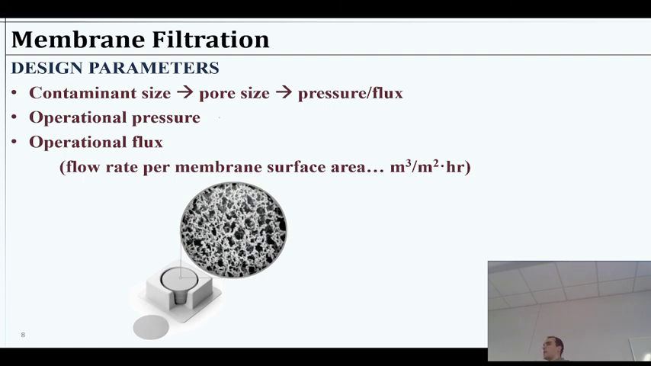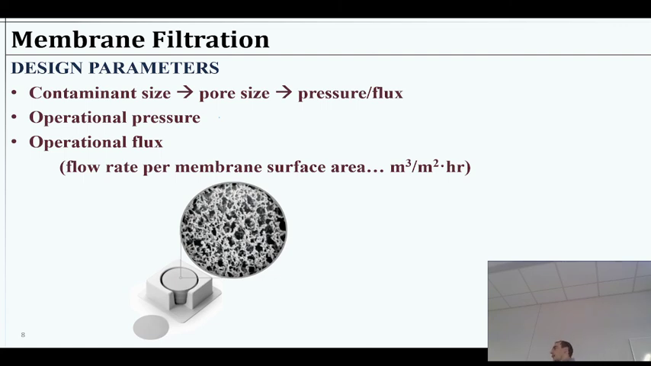So you could make sure that you're always going to have the same amount of flux. That's the typical practice, in terms of, I want to make sure that I'm always giving my municipality the same amount of water that they need, right? You could also do constant pressure.